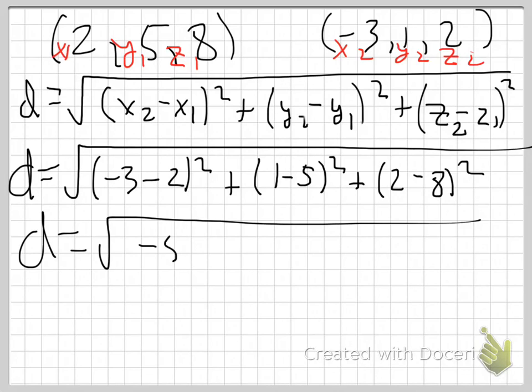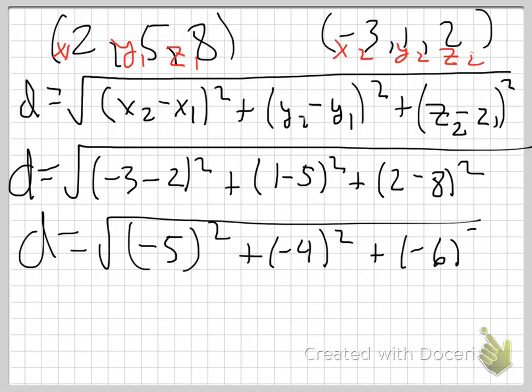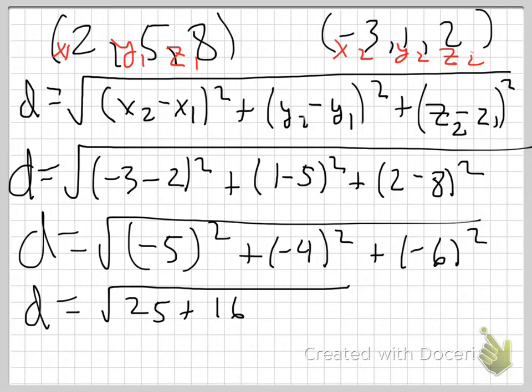So it's -5 all squared. So don't forget your parentheses. Plus -4, make sure you got parentheses, all squared, plus -6 all squared. 25 plus 16 plus 36. That's 77.